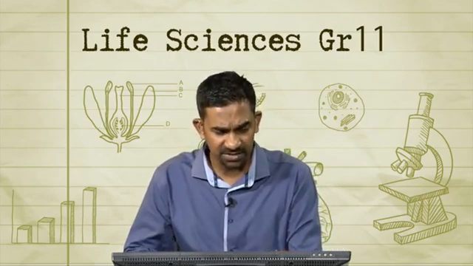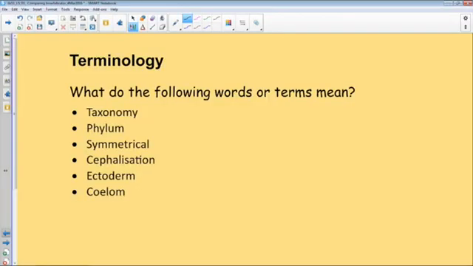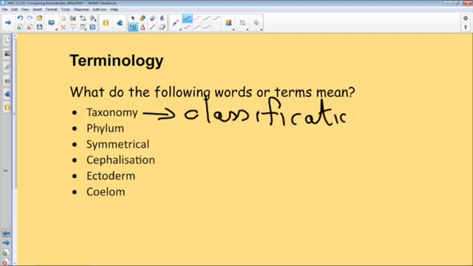So guys, looking at the term taxonomy, what does taxonomy mean? Remember, taxonomy refers to a classification system. When we study taxonomy, we're looking at how organisms are classified, basically a classification system based on characteristics that organisms share. We've looked at the various groups last week, and that was basically a taxonomical classification. So classifying organisms based on certain characteristics would be taxonomy.